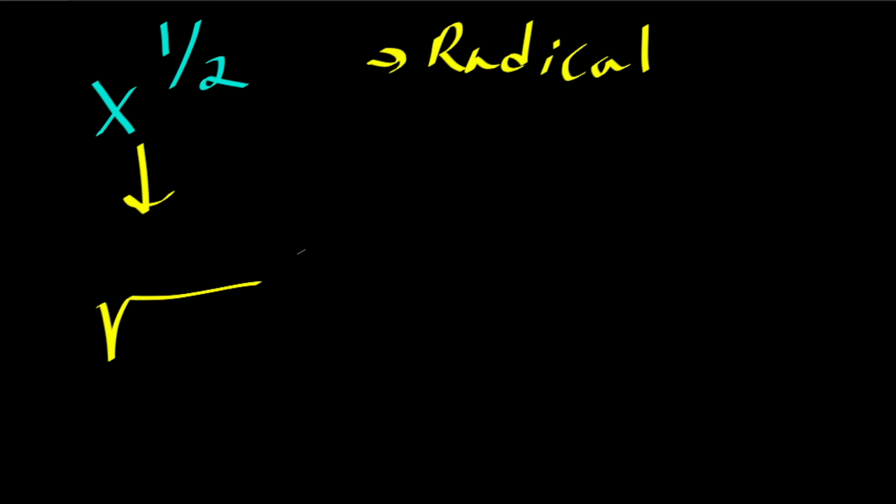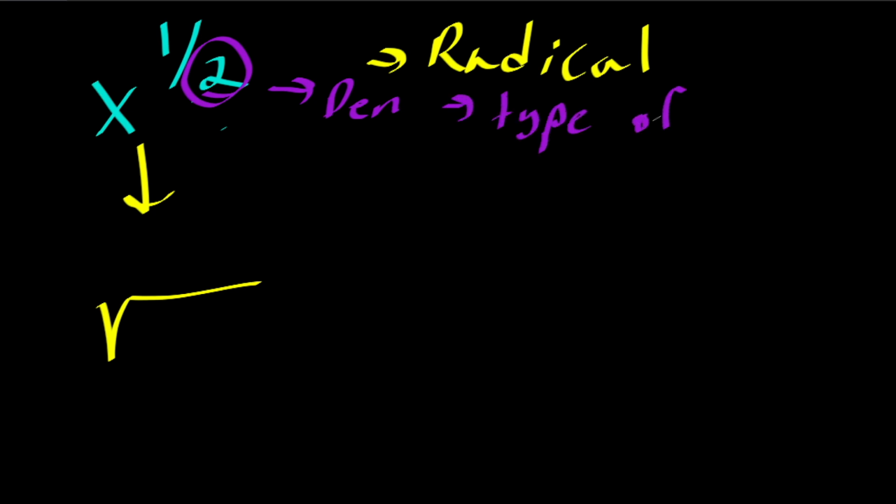I've made videos on this, so if you need to go back and view those, I would check those out. But here is what tells us what type of root we have. It's actually this denominator. The denominator tells us what type of root we have, which is just the index. So if this index is 2, that means this would be a square root. We don't have to write the 2, but I'll keep it there so you can see it.